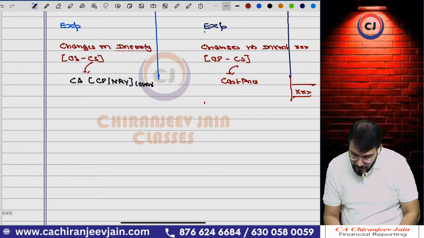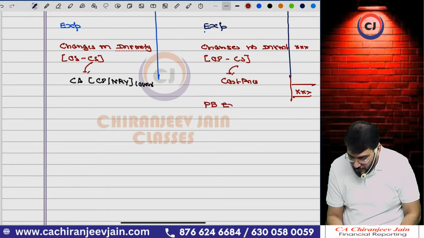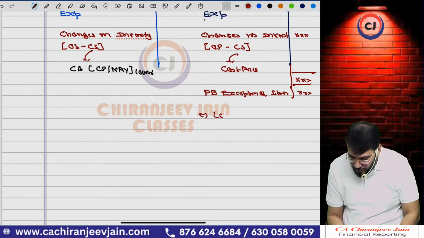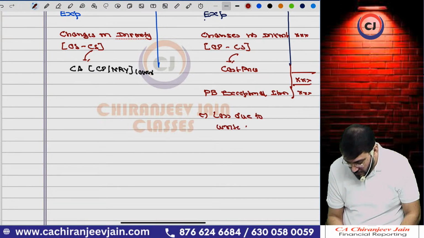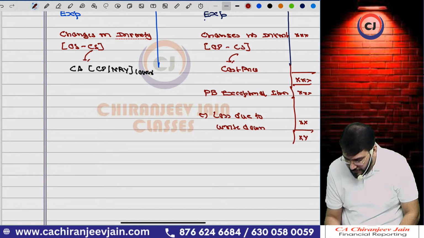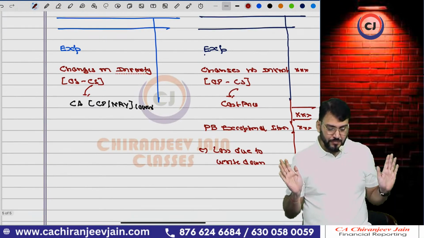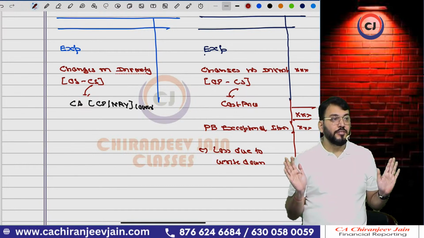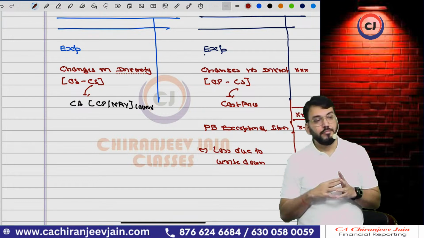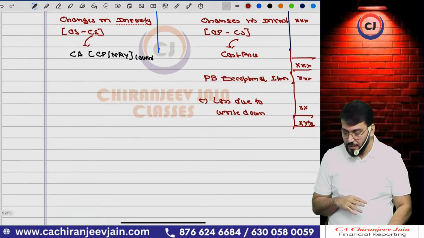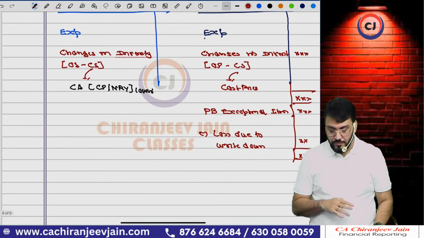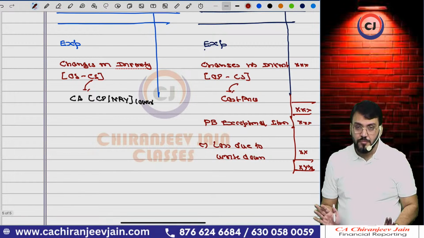Are you getting it? Then write down profit before exceptional item, and then from this we deduct what? Loss due to write down. Have you understood? Ultimate answer will remain the same. This will be the presentation. Ultimate answer will remain same. Have you understood? Correct.